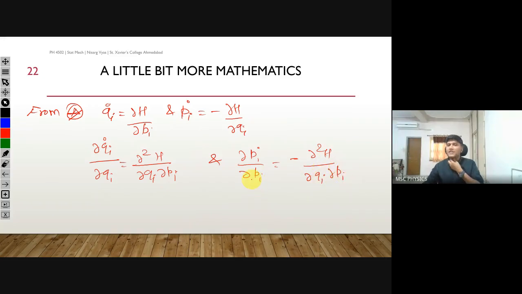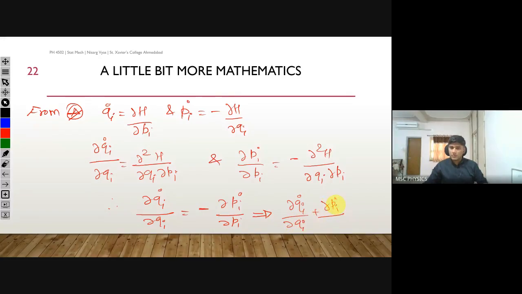So del Pi dot by del Pi equal to minus of del square H by del Qi del Pi. Here I differentiated with del Pi on both sides, here I differentiated with del Qi on both sides. And what did I find out? This number on this side and this number on this side are the same, just a difference of negative sign. So therefore del Qi dot by del Qi equal to minus of del Pi dot by del Pi, which implies that del Qi dot by del Qi plus del Pi dot by del Pi is equal to 0.